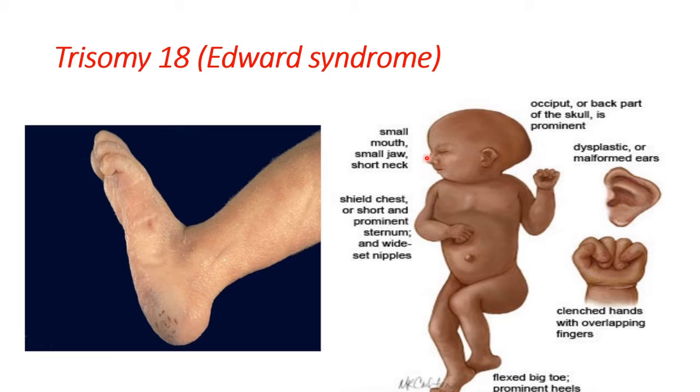So what are the things that are common in trisomy 18? At the back of their head, the occiput is prominent, so it's a sharp end here. They have malformed ears, and then clenched hands with overlapping fingers. What else? They have a small mouth, small jaw, short neck, and a prominent, meaning an obvious, chest here, and then they also have a rocker-bottom foot, a flexed big toe, and prominent heels here.